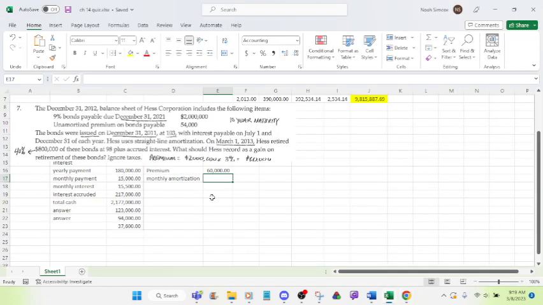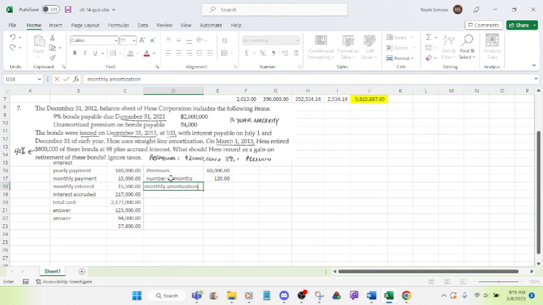We are going to do the question, gosh dang it, equals this divided by how many months there are. Well, hold on a second. Number of months equals how many years? 10 years. 10 times 12. So monthly amortization equals this divided by this, 500.